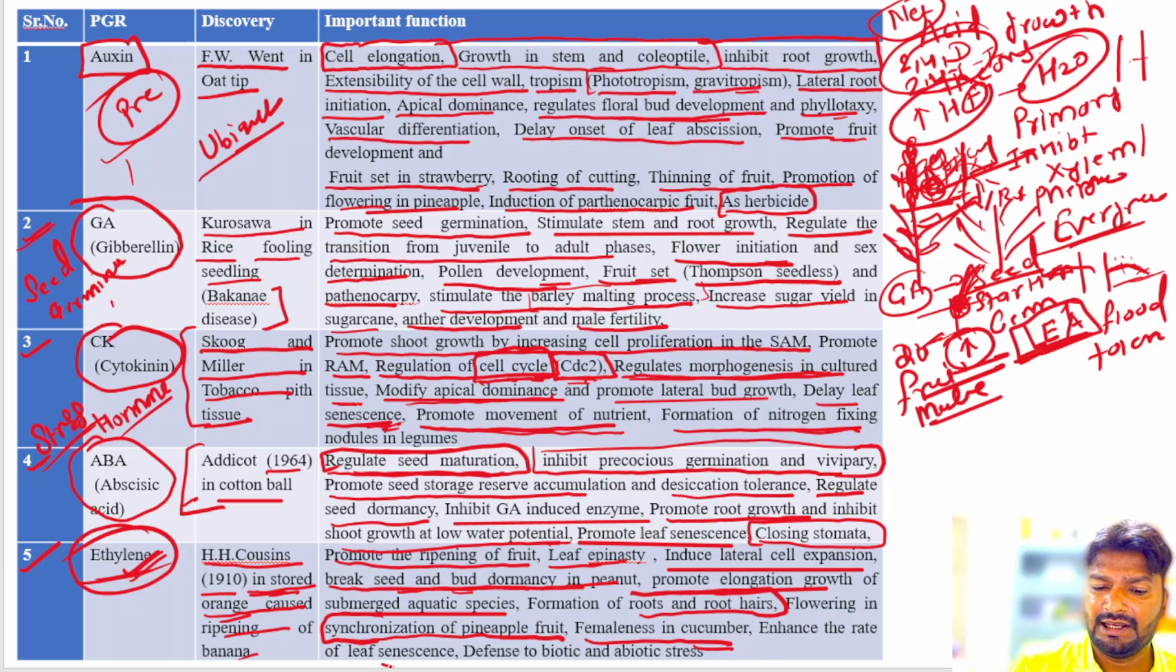Also enhance the rate of leaf abscission, leaf senescence, and also important role in defense to the abiotic and biotic threats. So these are the important functions of ethylene. कौन सा? Fruit ripening, leaf epinasty, induce the lateral cell expansion, breaking a seed and bud dormancy, then promote the elongation growth of the submerged aquatic species. Means आपका fruit elongation करता है. Formation of root and root hairs, synchronization of flowering in the pineapples, femaleness in cucumber, then the rate of leaf senescence, and defense to the abiotic and biotic threats.